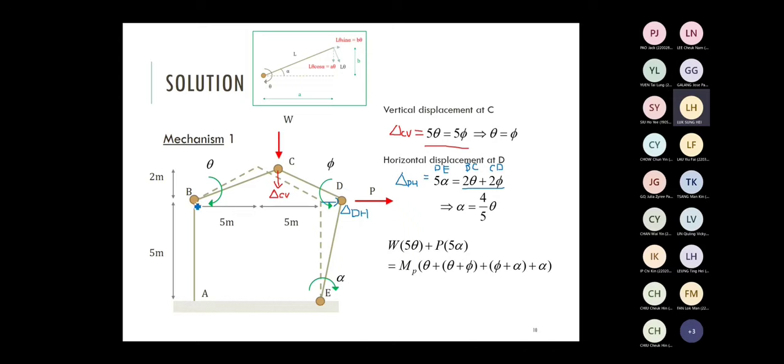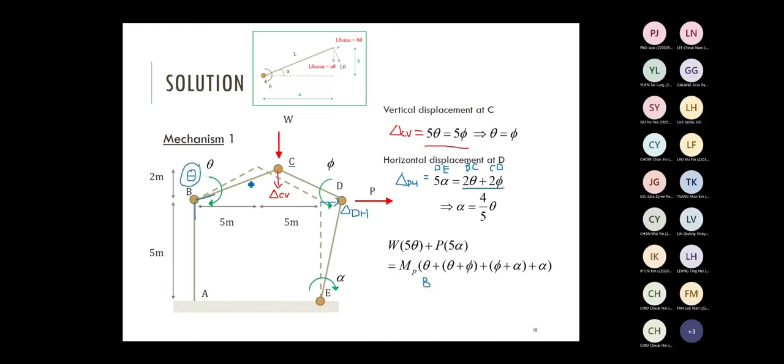Point B is connecting two members, member AB and member BC. You can see that in this picture, member AB has no movement. Member AB remains straight, no rotation takes place for member AB. Member BC is under rotation theta. So at point B, the rotation is equal to theta.